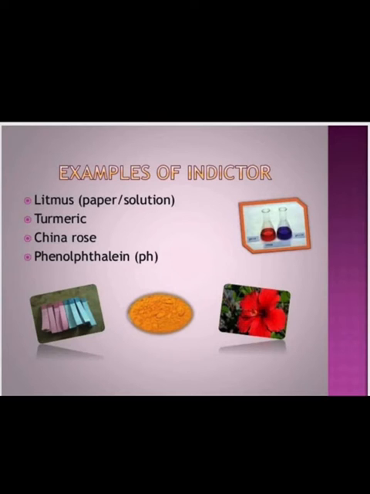One is China rose indicator. It is a very common indicator that's in our garden, also called hibiscus, children. Take the red petals of hibiscus in a beaker, add some water and leave it undisturbed for some time. After some time, the water turns red. This solution acts as an indicator. What is the color of this indicator?